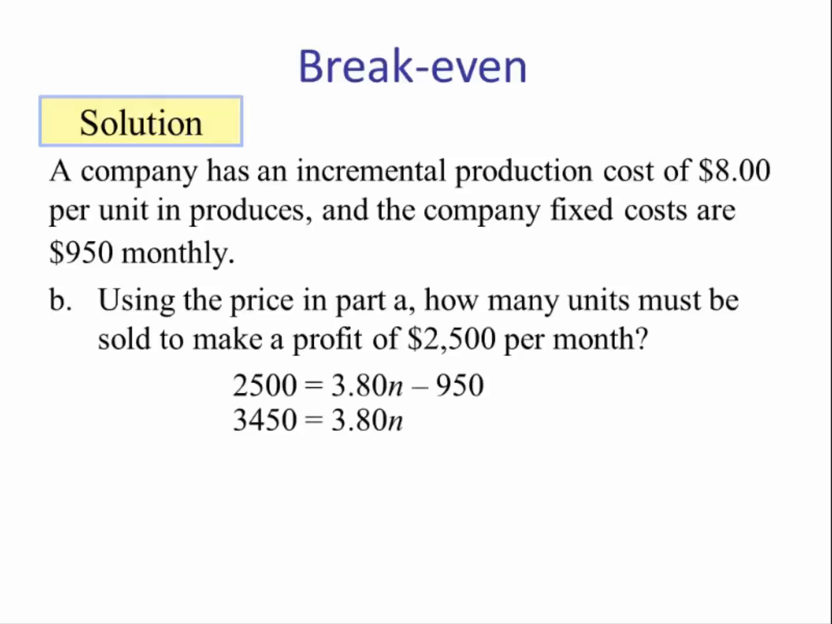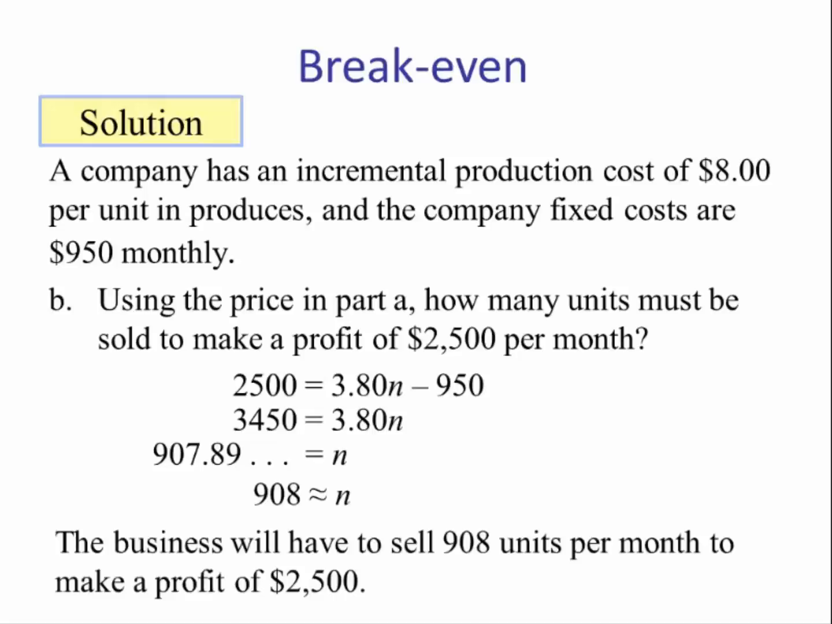Add 950 to both sides, and now divide by 3.8, and round it off, we get N to be about 907.89, which we're going to round to 908 units. The business will have to sell about 908 units per month to make a profit of $2,500 per month.